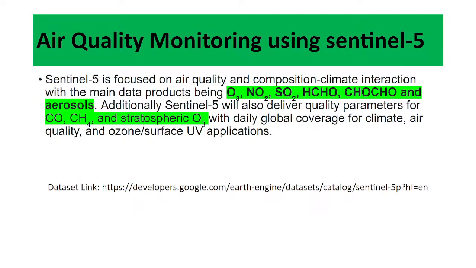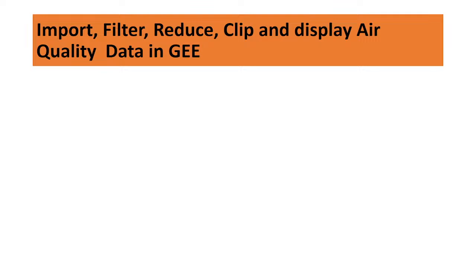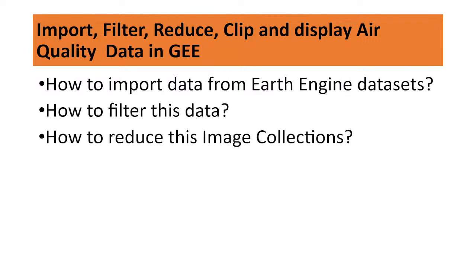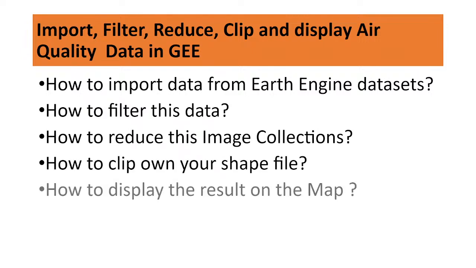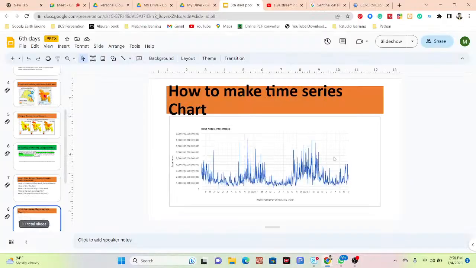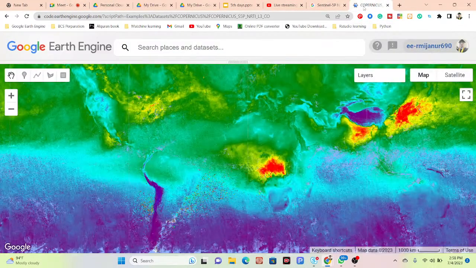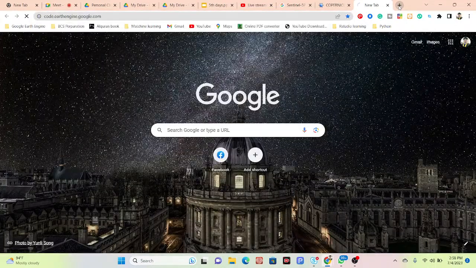Okay, so now I simply go to this link and open it and try to show you how we can easily import the data set, how to filter this data set, how to reduce this image collection, how to clip to your own shapefile, and how to display the result on the map. Okay, so let's go. I simply open a new code editor. Just a minute. So yeah, I open a new code editor and try to show you all of this process.